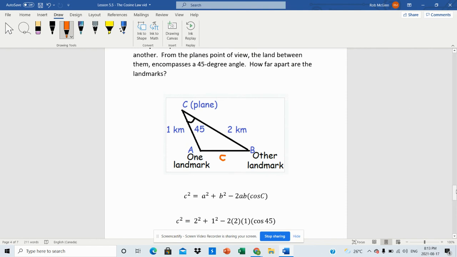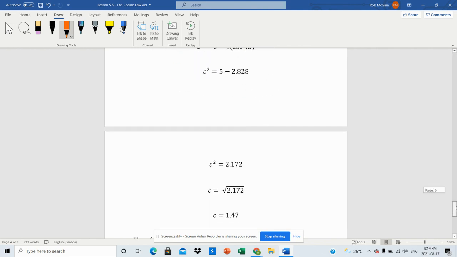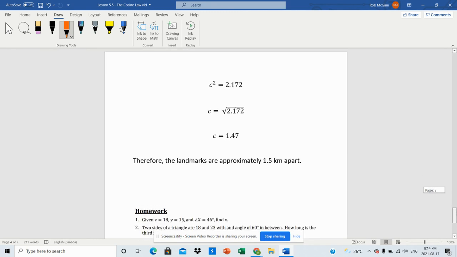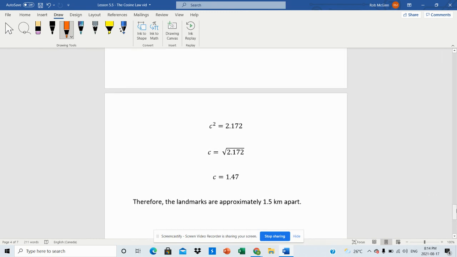And that is the cosine law. So it's really just making sure you're using the formula correctly. And if you've got a triangle and it's not labeled as A, B, and C, that's okay. Just look for the angle or the side that you're looking for, and make sure that you label those as either A, B, or C, and then use the corresponding formula for that.